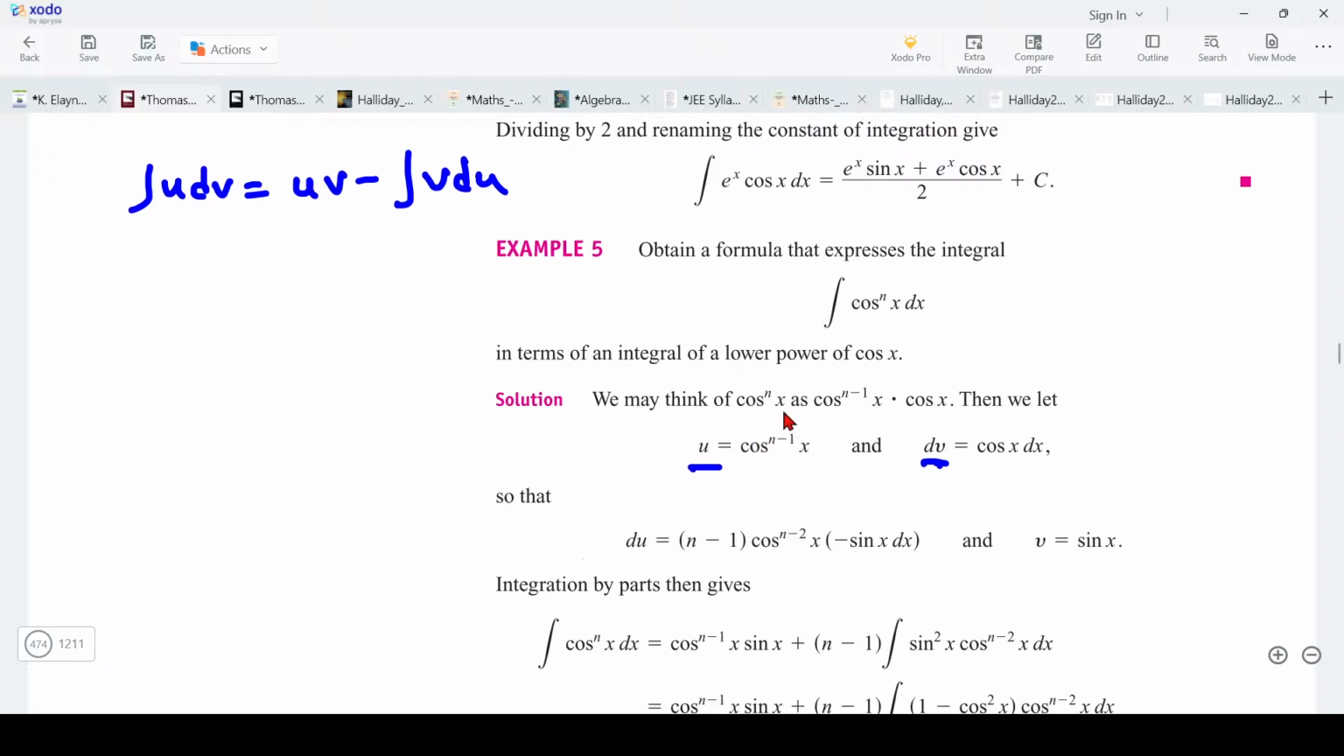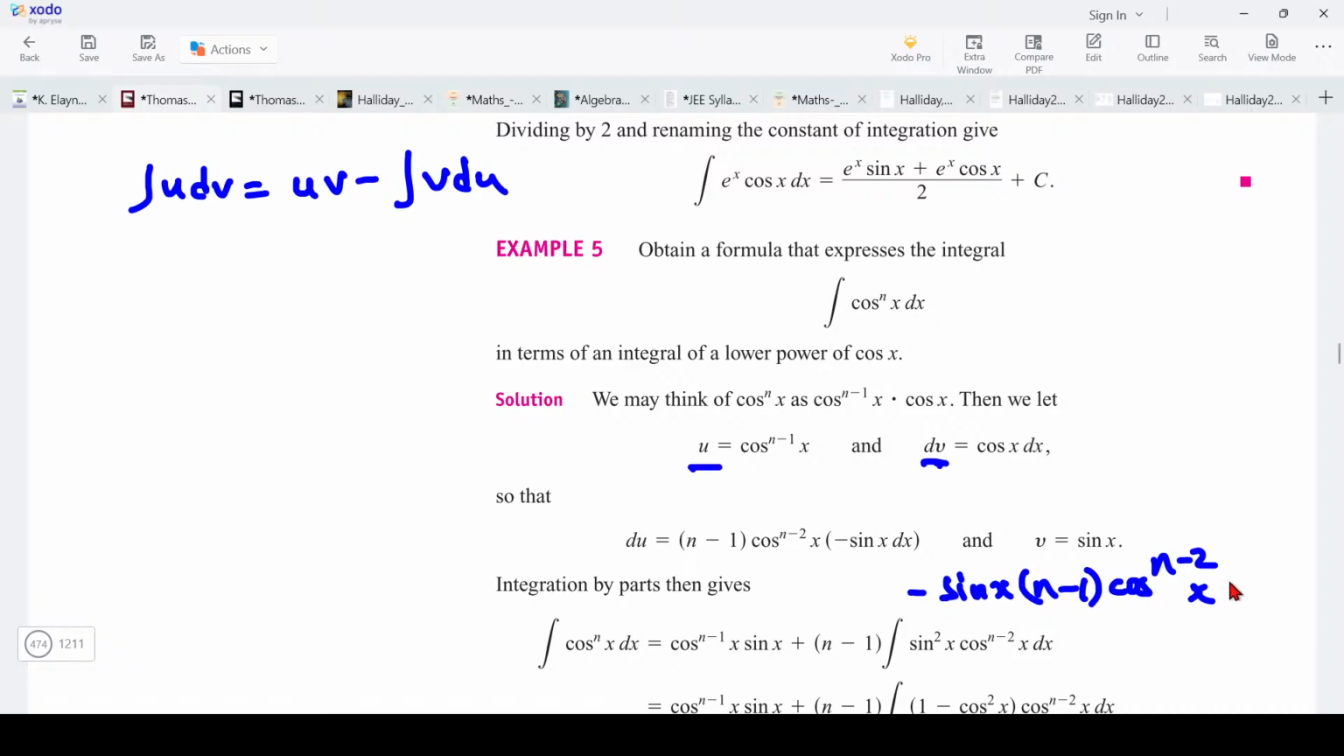U into V. That is cos power (n minus 1) x into sin x, minus integral of V du. Please be careful. What is V? Sin x. What is du? Du is (n minus 1) cos power (n minus 2) x into minus sin x.